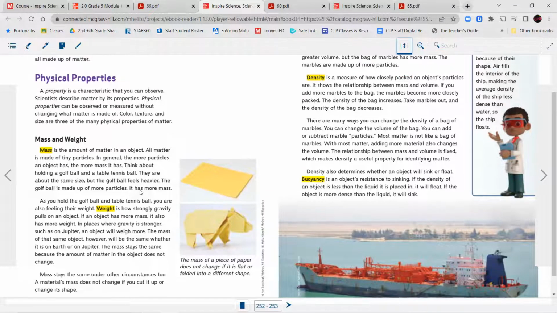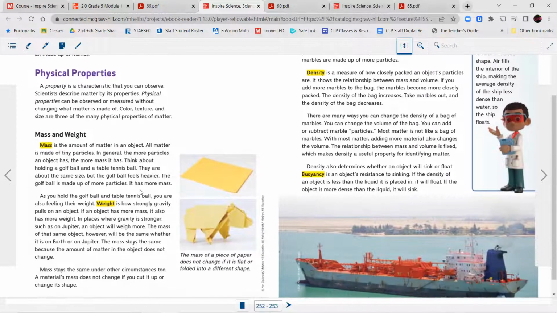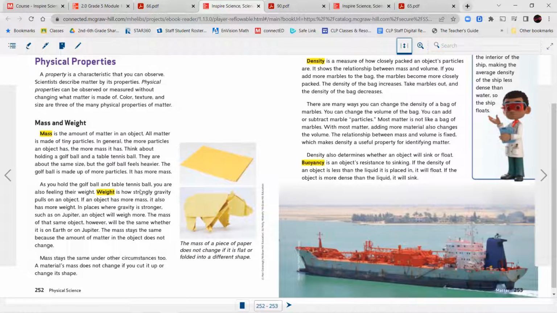Okay, so let's recap what we read here. So mass is how much stuff an object is made of, right? So no matter where you are in the galaxy, no matter how much gravitational pull there is or isn't, the mass stays the same. You're not taking anything away from it. You're not adding anything extra to it. Now, weight is different. Weight depends on the gravity of the place that you're in. More gravity means more weight. Less gravity means less weight.